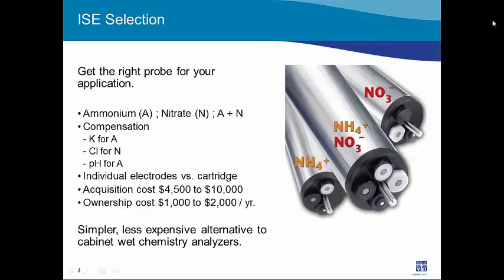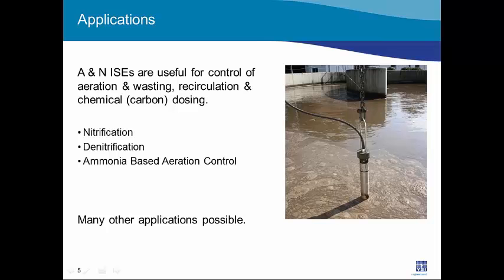Altogether, the probe style offers a simpler and less expensive alternative to the other popular way of monitoring ammonium and nitrate in process, and that is with cabinet wet chemistry analyzers, which generally will cost 3 to 4 times as much from an acquisition perspective, and will generally have greater ownership costs as well.